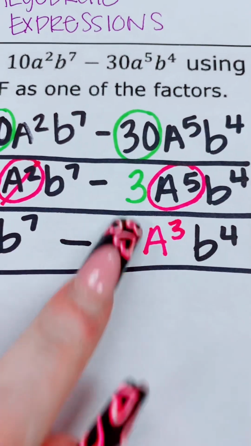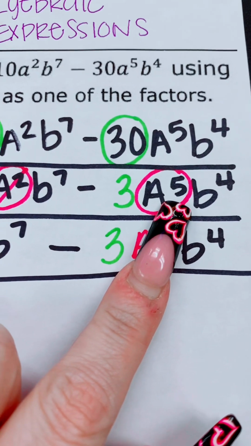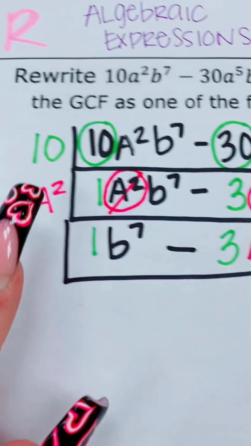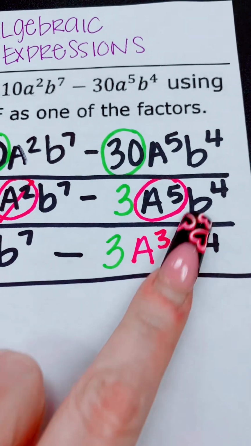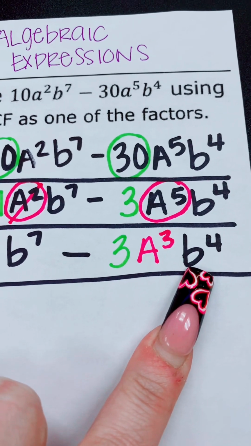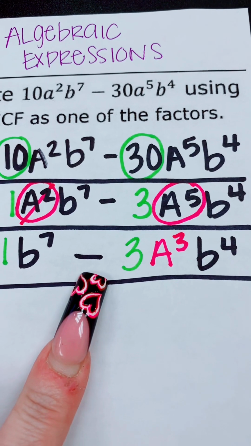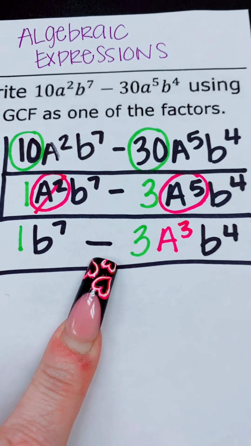Over here, I keep my number. I have a to the 5th, so 5 minus 2 gives me a to the 3rd. Then I just bring down my b to the 4th. I also need to keep that subtraction sign with my expression.